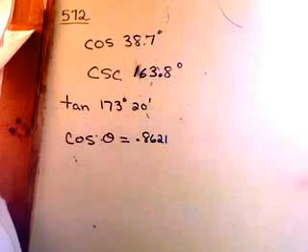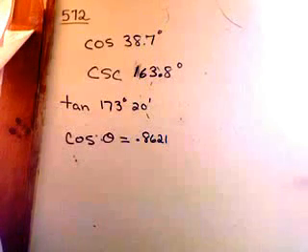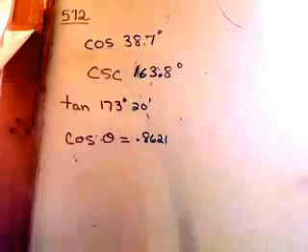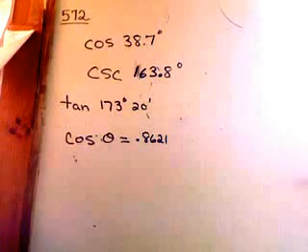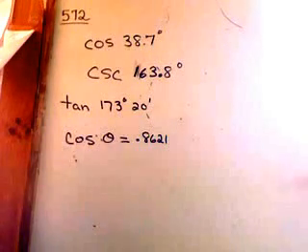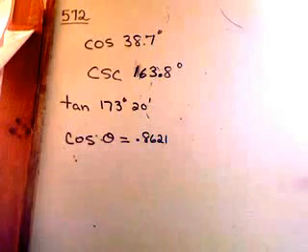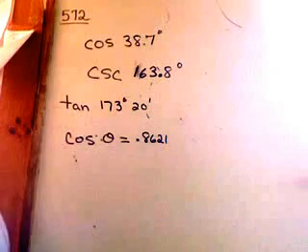Okay, a few quick examples for page 572 to help you with your homework. First of all, to find the cosine of 38.7 degrees, check the mode of your calculator and make sure you're in degree mode. We did that in class today, so most of you should be all set.